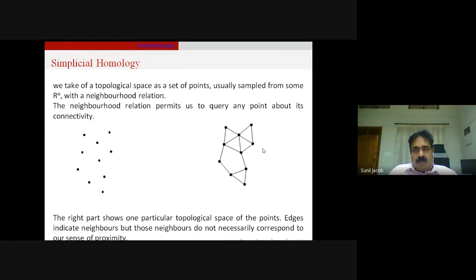But it is not always necessary that they correspond to our sense of proximity. A nearby point may not be a neighbor, but a distant point may be a neighbor. That means physical proximity can be one of the parameters, but not necessarily always. For example, my friend may be in the US and there will be an edge between me and the US, while somebody sitting next to me may not be my friend, even though physically close, and I may not have any connection with them. That is possible. That depends upon the situation.